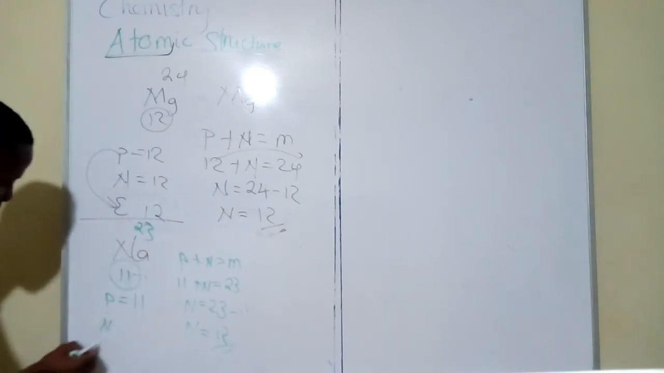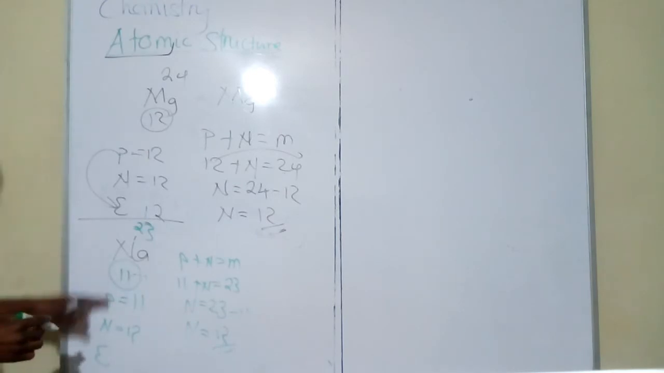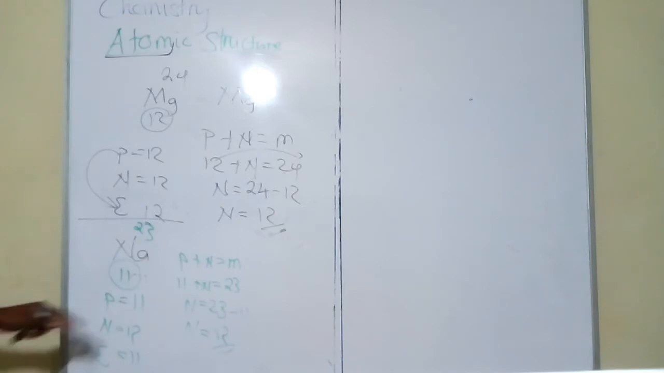For electrons, we said the number of electrons is equal to the number of protons in a neutral atom. Therefore, we also have 11 electrons. We always have the same number of protons and electrons as long as the atom is neutral. They are always the same.